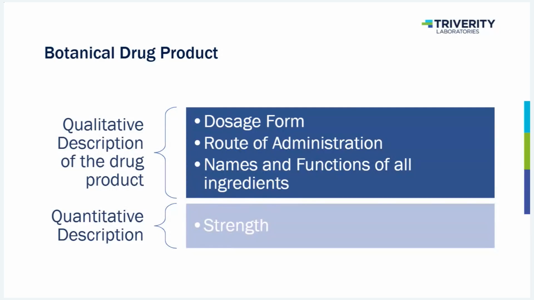Your botanical drug product, a lot of the characterization has happened in the drug substance. So in the drug product, your qualitative description is the dosage form, your route of administration, and the name and functions of all of your ingredients. And the quantitative really is the strength. And in this case, or in some cases, it would be the chemical constituents. In other cases, the strength would be characterized by your biological assay.